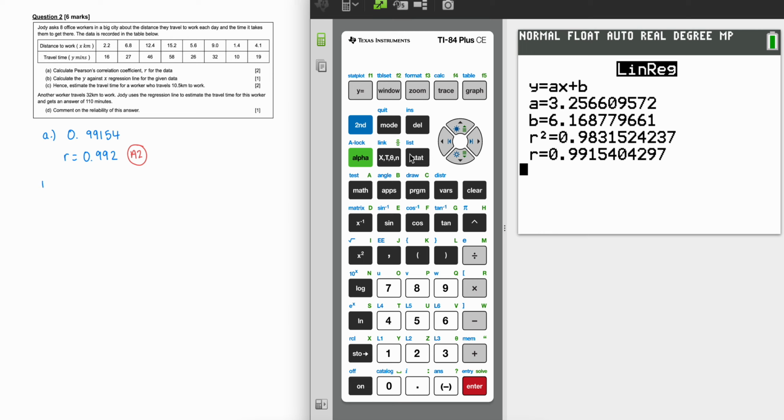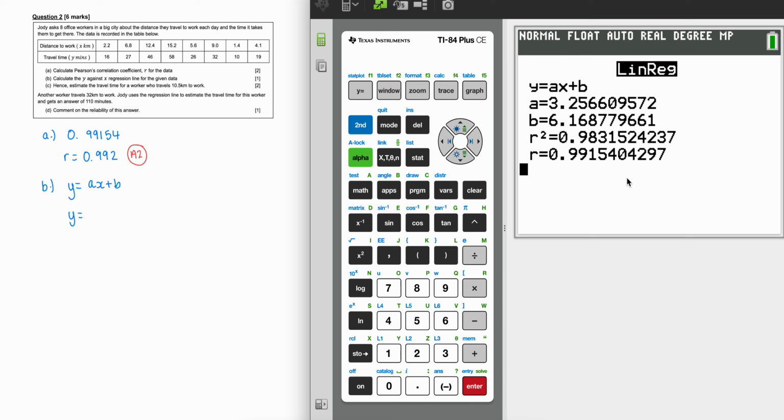And then for part B, it's asking for the linear regression, for the regression line, and that's actually already on my screen here. I can see my regression line is of the form y equals mx plus b. We know that it's a straight line. And in the case of the calculator, it calls it ax plus b. But I'm told that a is 3.2566 here, and b is this one here. So I'm just going to rewrite that.